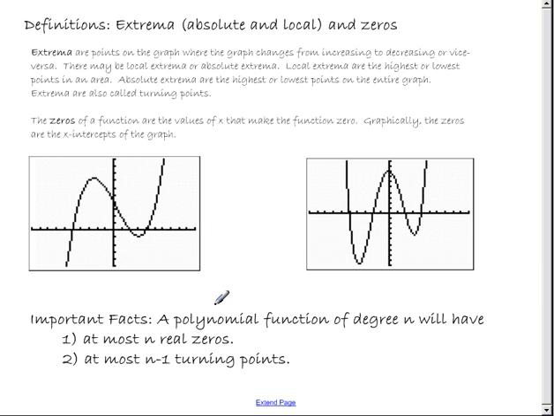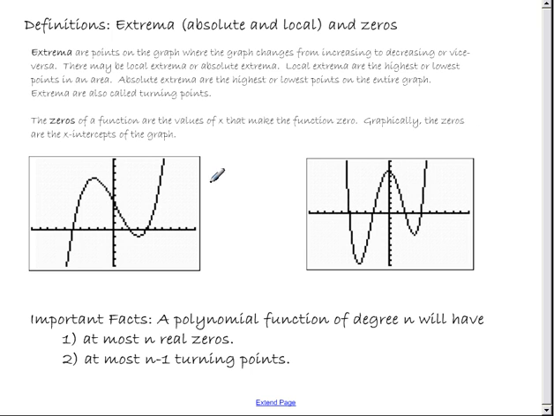And before we get into those specifically, let me give you some definitions. We talk about extrema and zeros. Zeros is a term we've seen before, so that should not be anything new to you. Extrema, we can talk about points on the graph where the graph changes from increasing to decreasing, or vice versa. There may be local extrema or absolute extrema. Local extrema are the highest and lowest points in an area. Absolute extrema are the highest or lowest points on the entire graph. And extrema are also called turning points. The zeros of a function are the values of x that make the function 0. Graphically, the zeros are the x-intercepts of the graph.